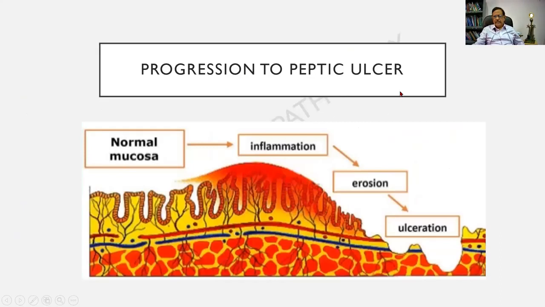And peptic ulcer, it does not occur abruptly. There is a normal mucosa, there is a region of inflammation, and then it is followed by erosion. Finally, an ulcer develops. A gastric erosion will be very superficial. Then an ulcer is a deeper excavating lesion.